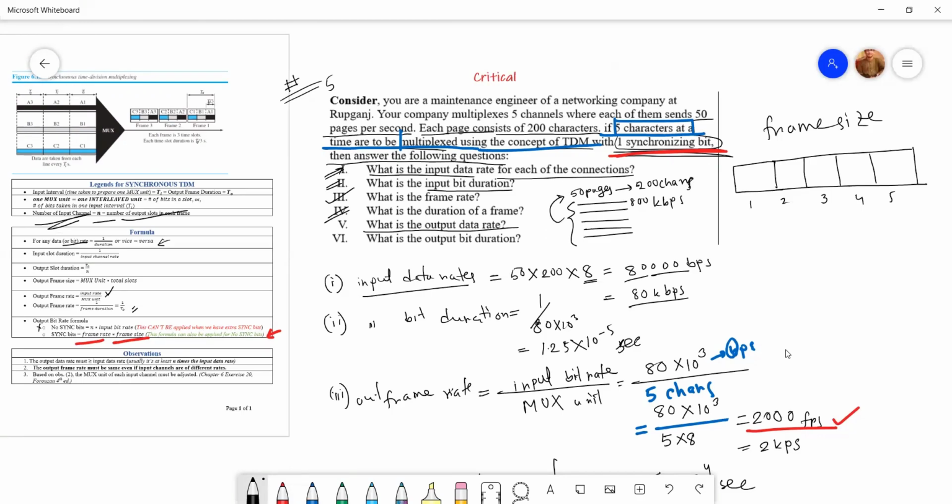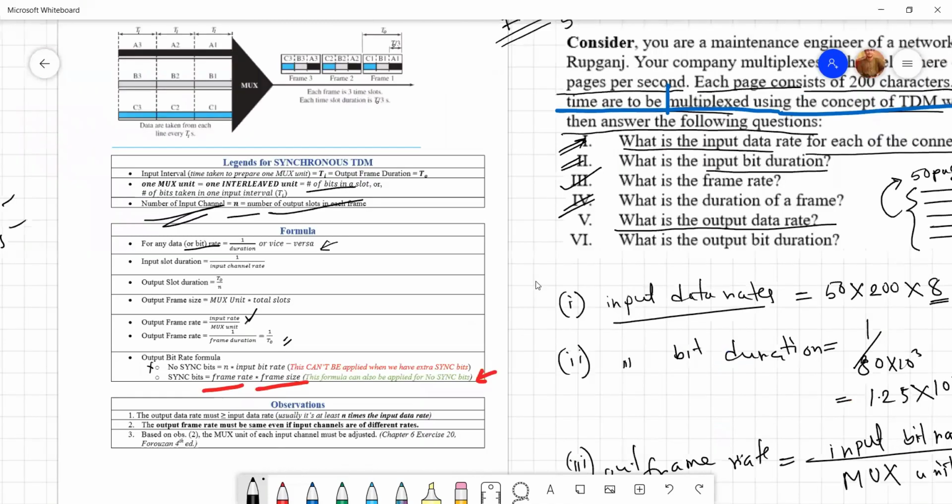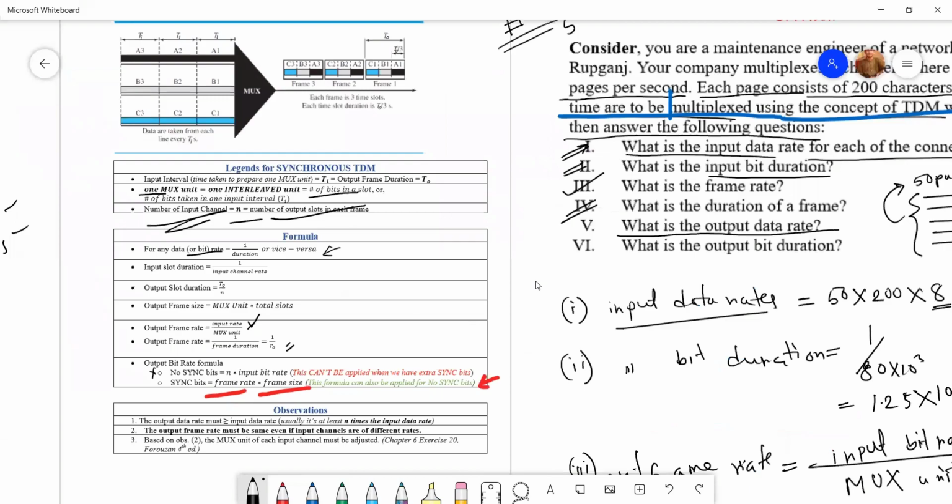Now, how many bits will be packaged in each slot? If we look at this formula, we know that one multiplexing unit is equal to the number of bits in a slot. So one multiplexing unit is equal to the number of bits in a slot, or the number of bits taken at one input interval.